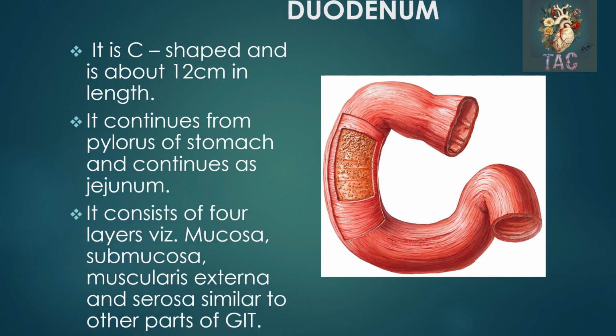This is a C shape and about 12 centimeters in length. It continues from the pylorus of the stomach and continues as the jejunum. It consists of the mucosa, submucosa, muscularis externa and serosa as in the other parts of the GIT.